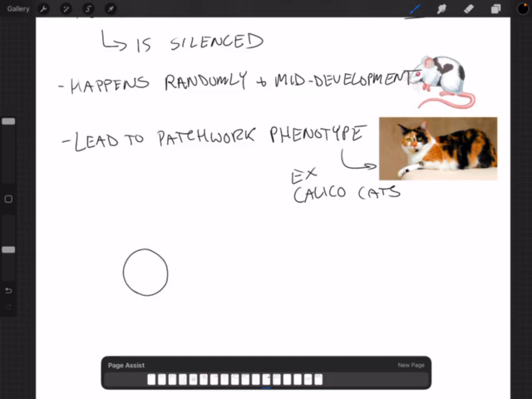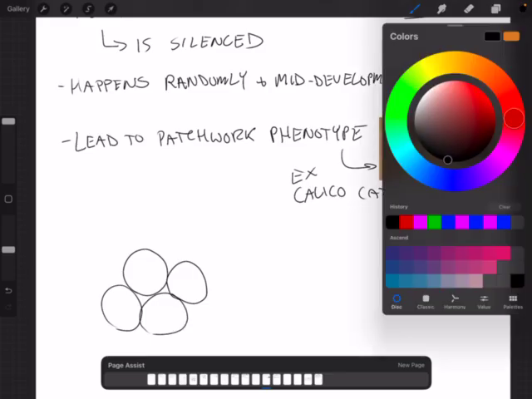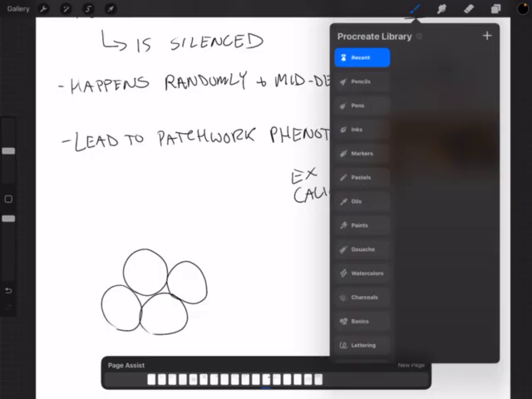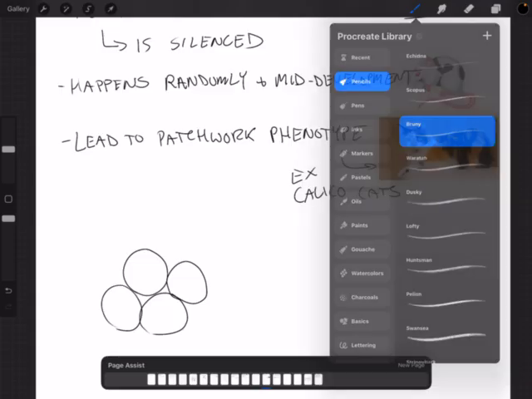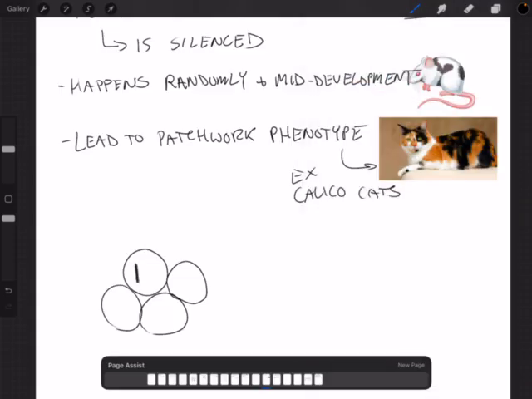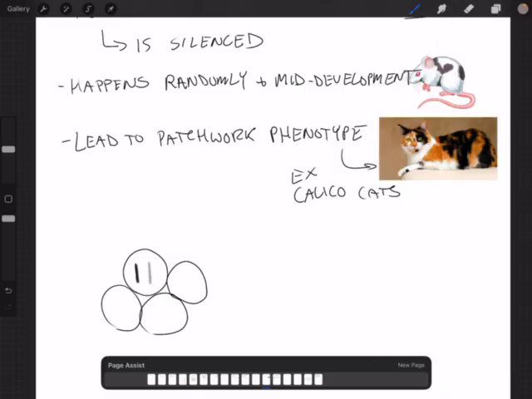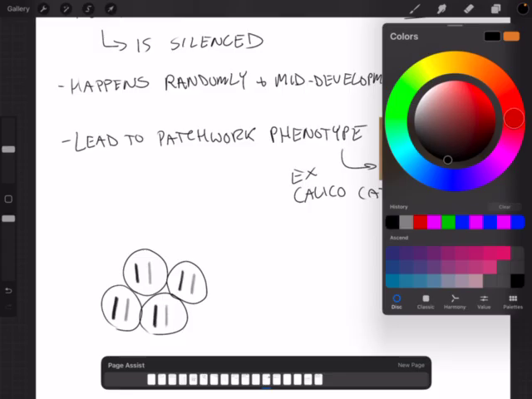So let's say we have an embryo with 4 cells, and X inactivation actually happens much later than this. Okay, and let's make a black chromosome and a gray chromosome. This is more of a white than anything else, right? So at some point in development, you have 2 X chromosomes, one with a black pigment allele and one with a mutant version that is, let's say, recessive.